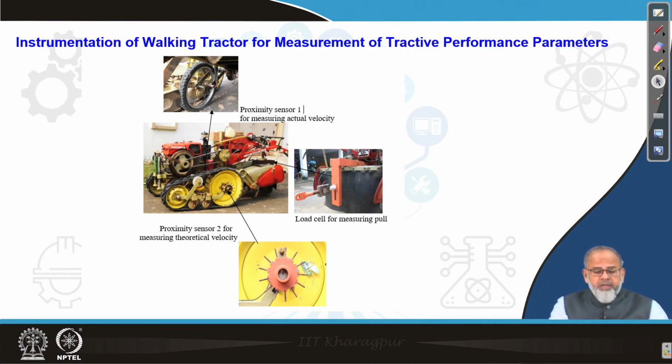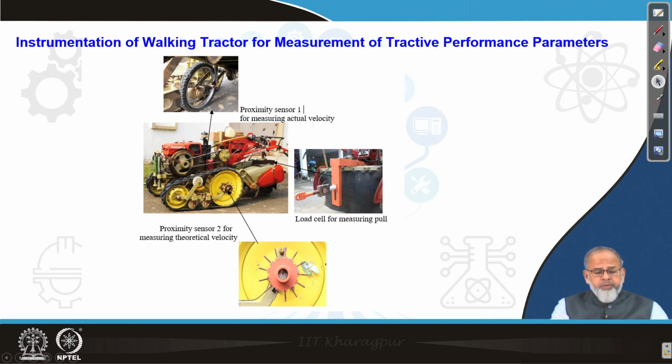These are the instrumentation used to measure these performance parameters. The performance parameters include wheel slip. For measuring wheel slip, you require theoretical speed as well as actual speed, and both are measured with the help of proximity sensors. One proximity sensor is attached to the rear axle, which gives the theoretical velocity. Another proximity sensor was attached to a towed wheel, which is an extra wheel, and that gives the actual velocity.